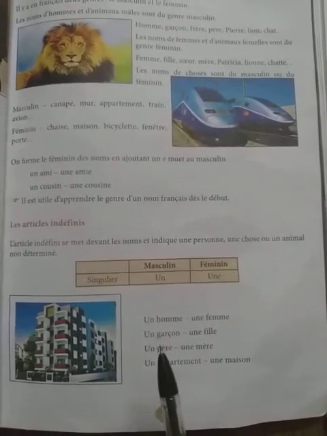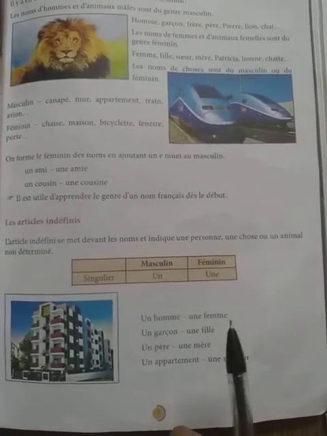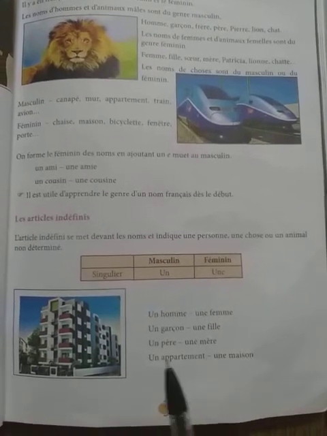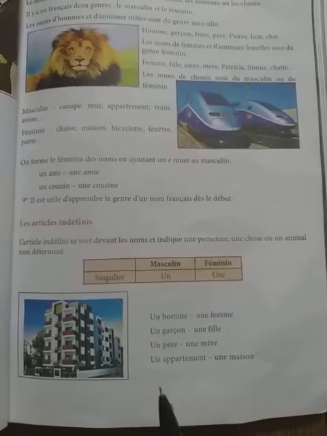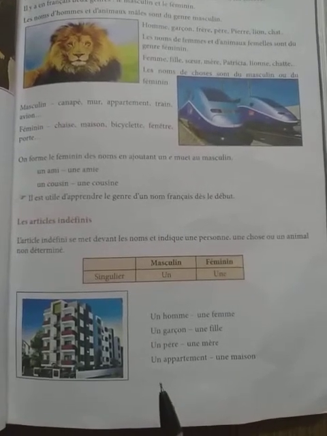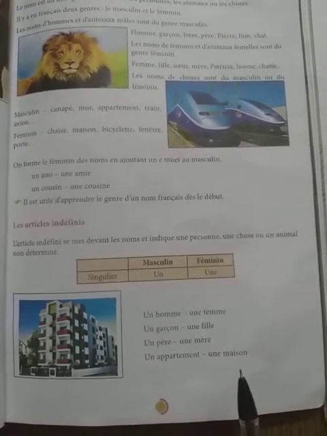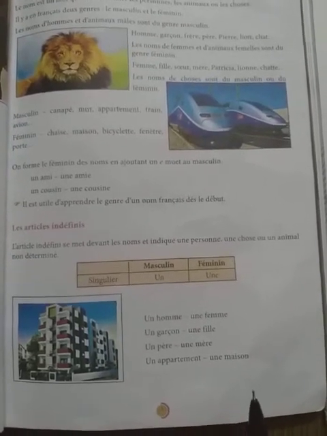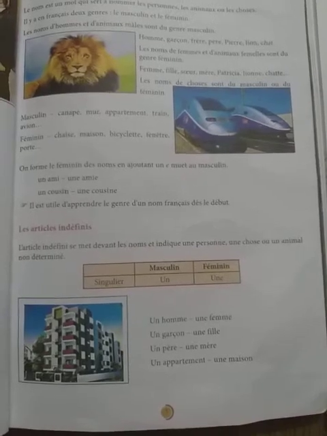Here the examples are given. Un homme, a man; une femme, a woman; un garçon, a boy; une fille, a girl. Un père, a father; une mère, a mother. Un appartement, an apartment; une maison, a house, feminine. Masculine, you have to use UN. Feminine, you have to use UNE. For plural, you have to use DES. These are the indefinite articles for non-specific things, persons, or animals.